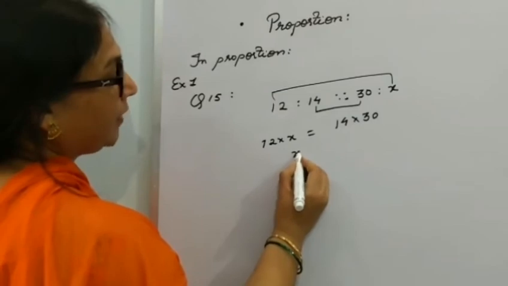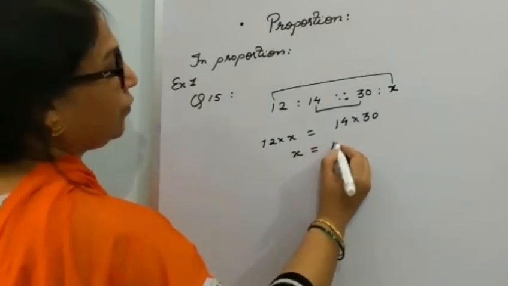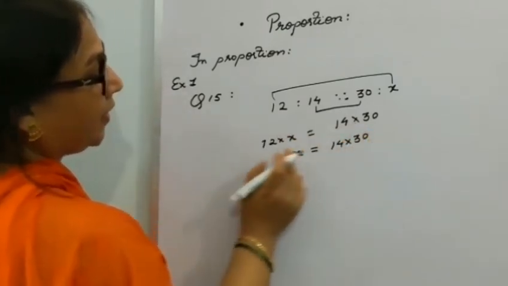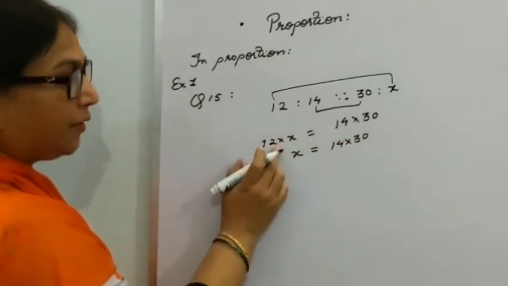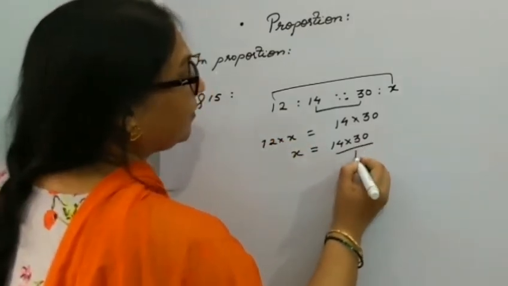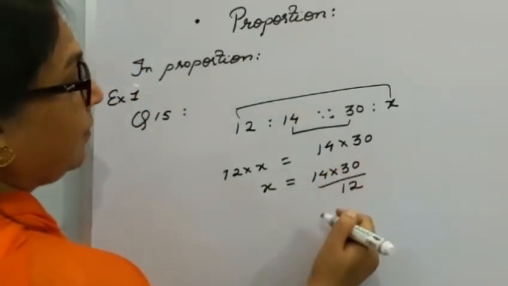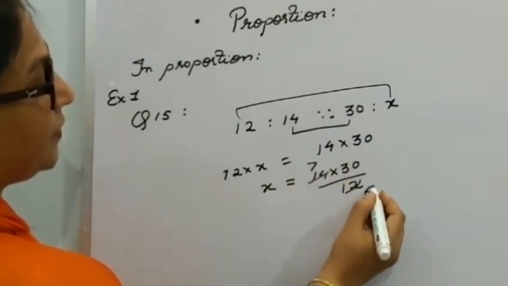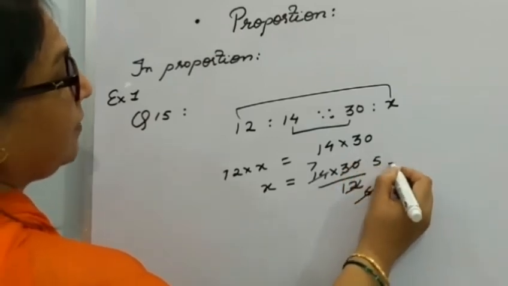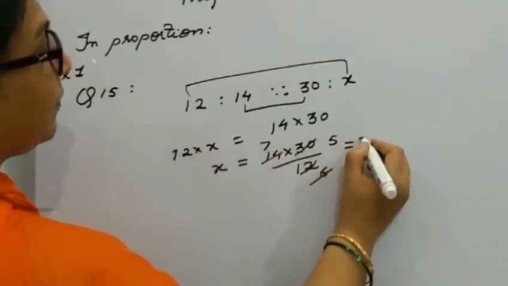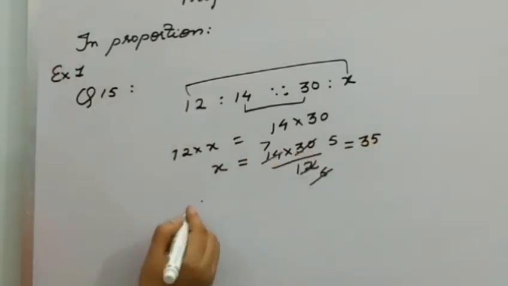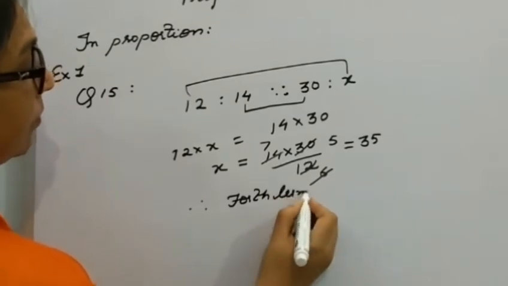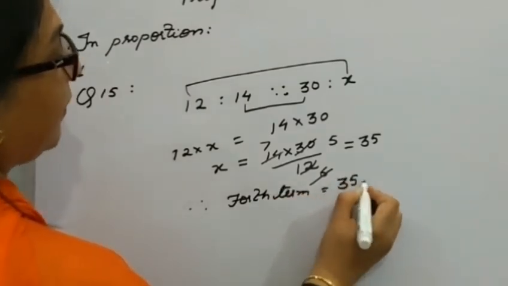Next, how to find the missing term? x equals 14 into 30, transposing 12 to the other side. Here it is connected with a multiplication sign, so when you transpose, it gets divided. Now cancel with 2: 7 times, 6 times. Again cancel these 2 by 6: 1 time, 5 times, has 7 into 5, 35. Therefore, the fourth term equals 35.